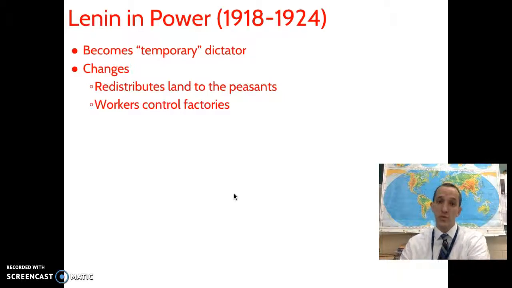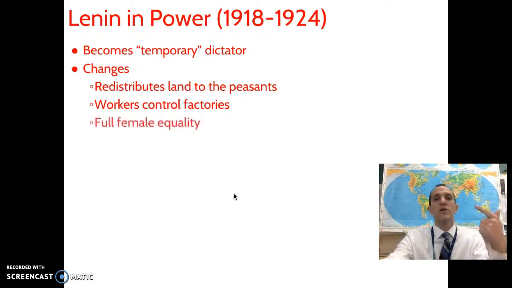Instead of the owners controlling the factories, the workers control the factories. So he creates these worker groups who get to make decisions. It's like a little council of workers who decide the best way to run the factory. So we got peasants on our side, workers on our side.